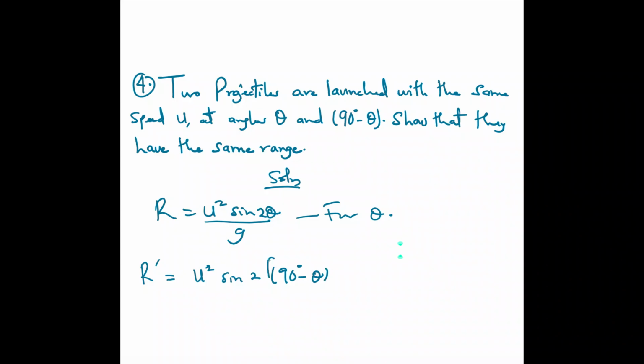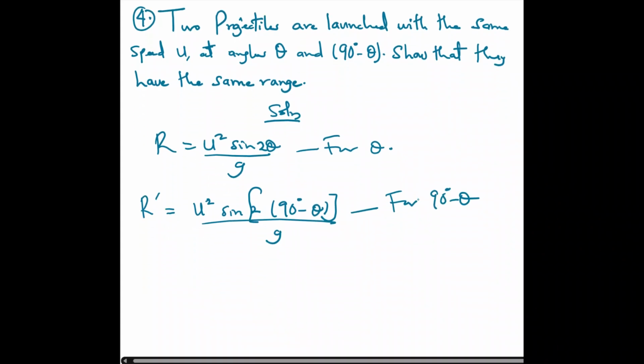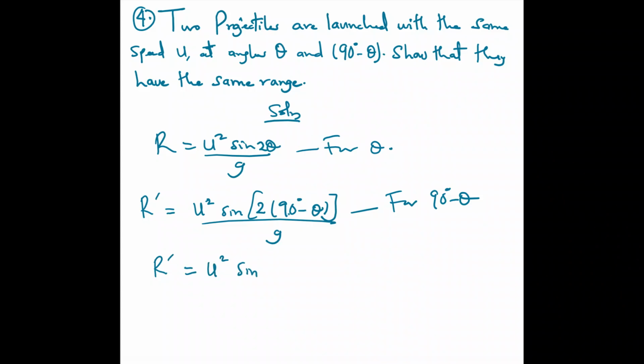So I'm just substituting this 90 minus theta into this side, over g. So this is for 90 minus theta. So now if we use this 2 to open this, let me write the 2 properly. So if we use this 2 to open this, we have r prime is equal to u squared sine 2 times 90 is 180. 2 times theta is minus 2 theta, over g.